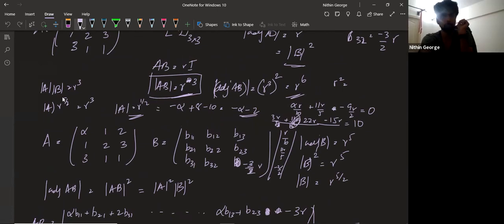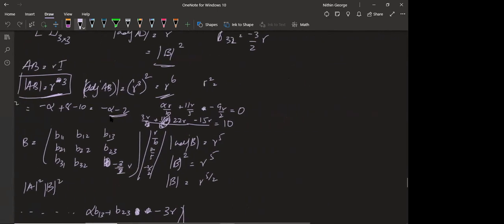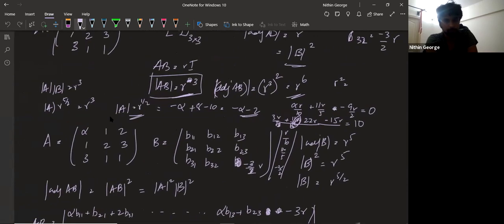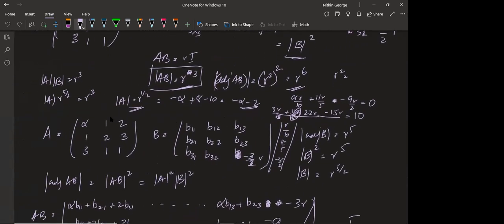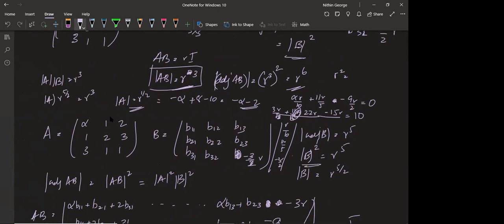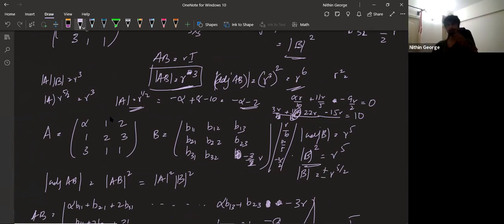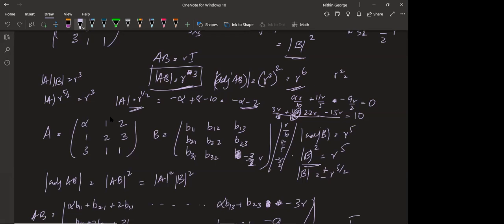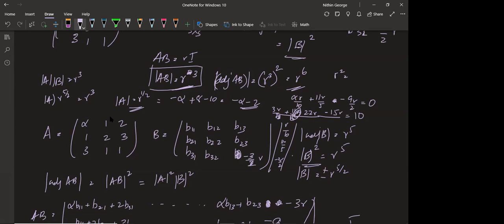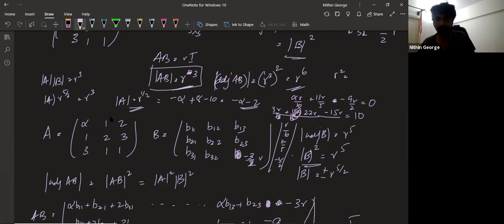Okay, this is R power half. Where did I get R power half from? We got it from the adjoint, from the determinant of AB. The determinant of B square is R power 5. So the determinant of B is actually plus or minus R power 5. That's where it came from. Okay, sir, now it's solved. I should have solved this faster, but I'm a little out of touch. But you got the idea?